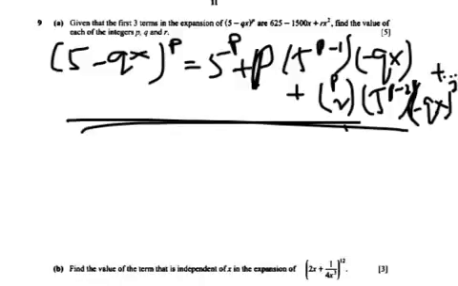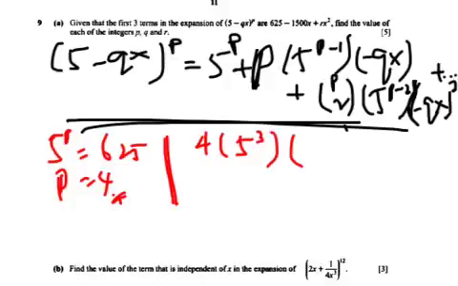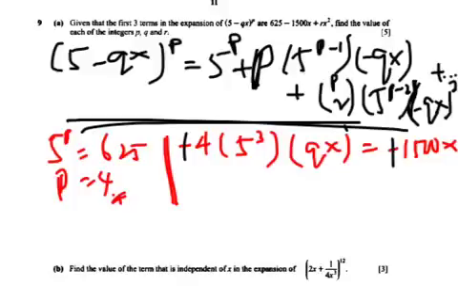So now we have to compare one by one. So 5 to the p power equal to 625, where p equal to 4. So this first one is done, p is done. Then we can find q. If p equal to 4, so 5 to the third power, and negative qx equal to negative 1500x. So in this case I can take away the negative and cancel the x. Then q will be quite simple because I can simplify it.